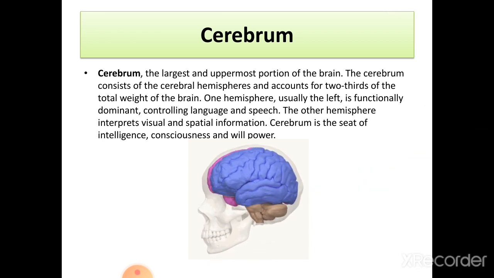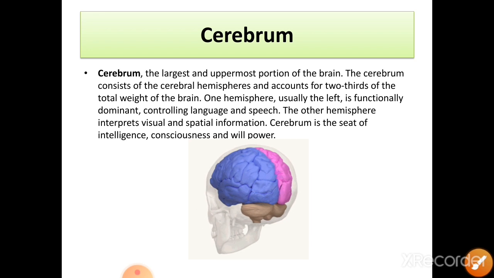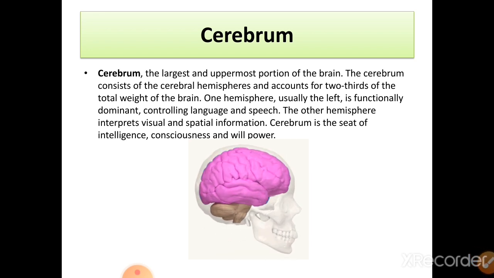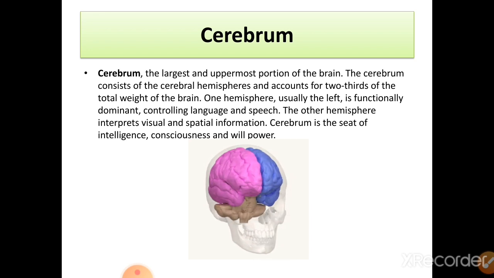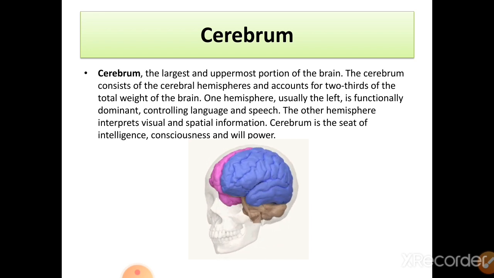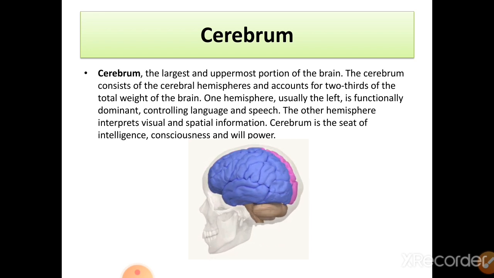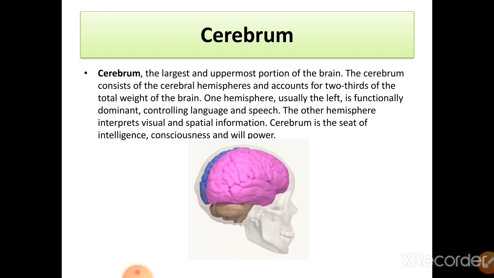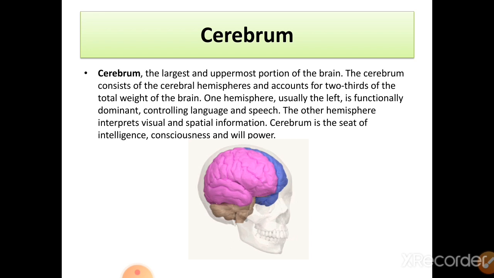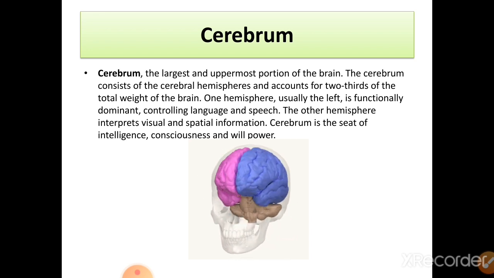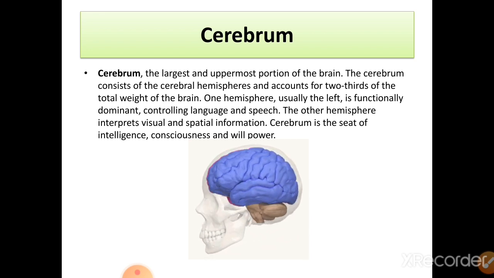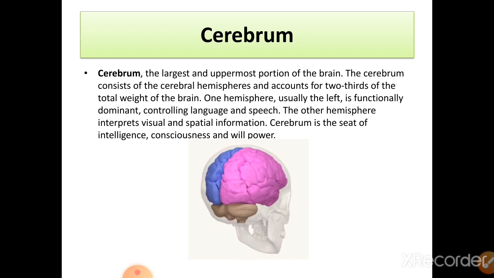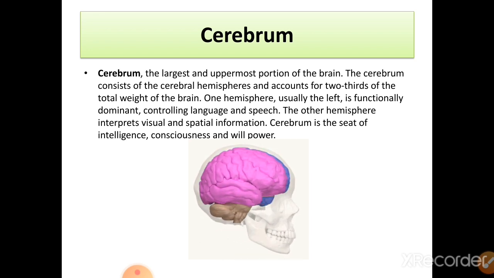C-R-A-N-I-U-M, cranium. The cerebrum consists of the cerebral hemispheres and accounts for two-thirds of the total weight of the brain. One hemisphere, usually the left, is functionally dominant. We have two hemispheres, right and left. The left is dominant over controlling our language and speech. Whatever we speak is controlled by the left hemisphere. The other hemisphere interprets visual and spatial information.